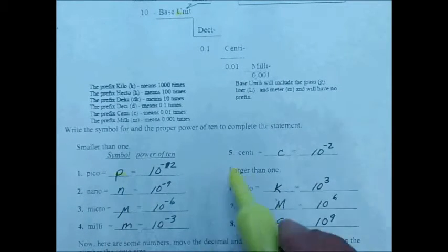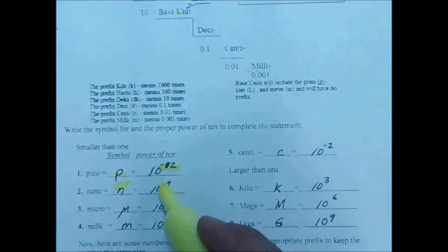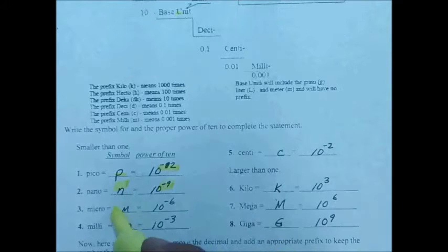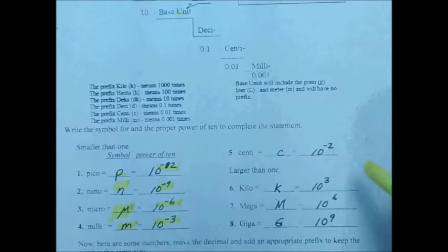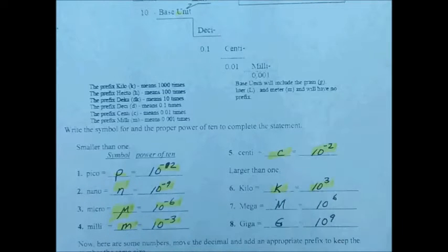Pico is a small p, and it's 10 to the negative 12th is the power of 10. Nano is a small n, 10 to the negative 9. Micro, this is the Greek letter micro. It looks like a U with a tail, 10 to the negative 6. Milli is a small m, 10 to the negative 3. Centi, small c, 10 to the negative 2. Kilo is a k, 10 to the 3.